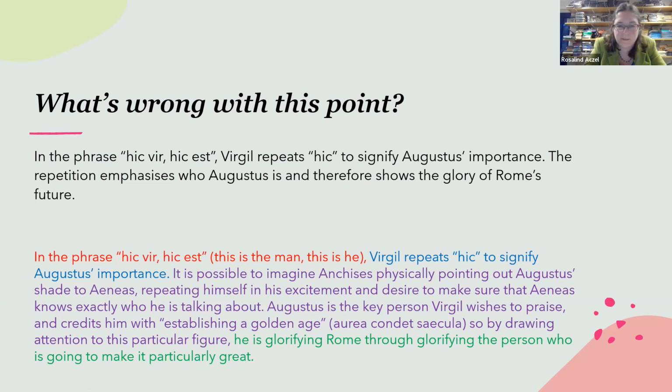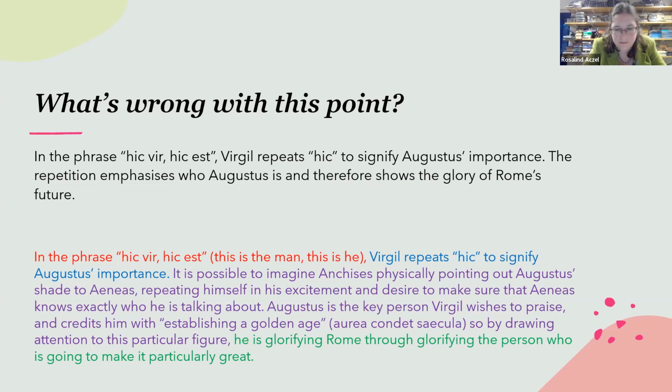So by drawing attention to this particular figure, he's glorifying Rome through glorifying the person who's going to make it particularly great. So you were talking about it not grounding it in any kind of content of who Augustus is and why he's important. This person is then explaining that. It's explaining why the repeating is actually showing his importance, because he's physically pointing him out. He's excited, so he's repeating himself.